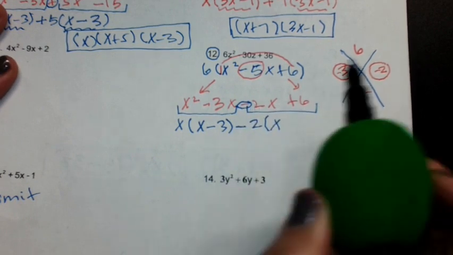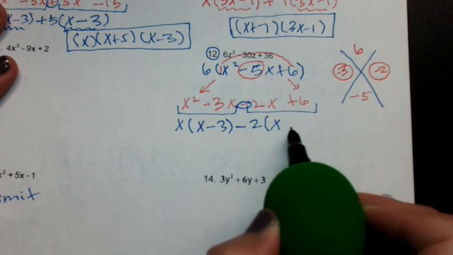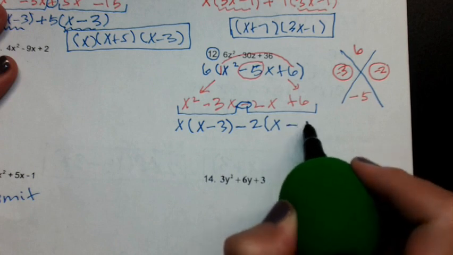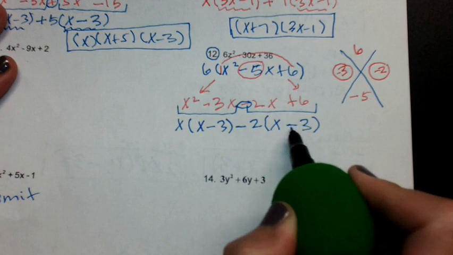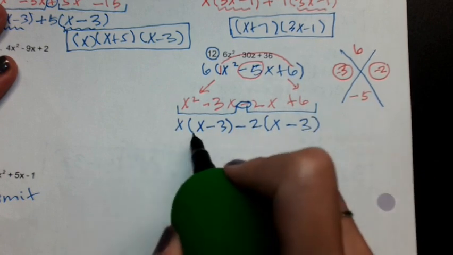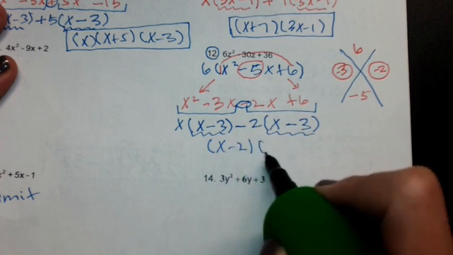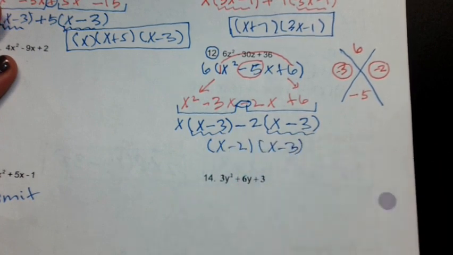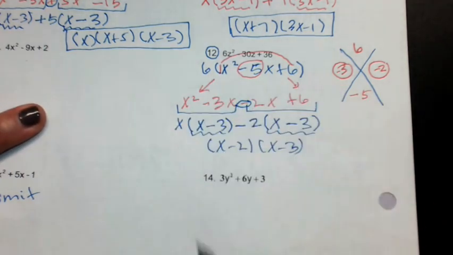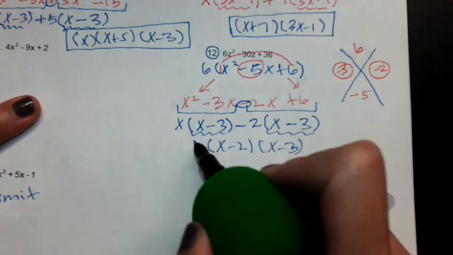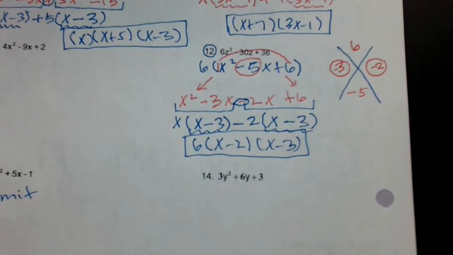But if I take out a negative 2 from here, should it be positive 3 or negative 3? Negative 3. Because negative 2 times negative 3 is positive 6. And now are they exactly the same? Yep. So I have x minus 2, x minus 3. And here's one thing I'm not going to write out. I should write out the 6 though. Should I? Yeah. Alright, do the next two.